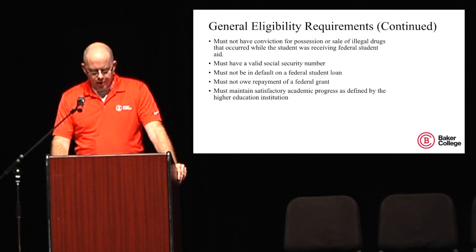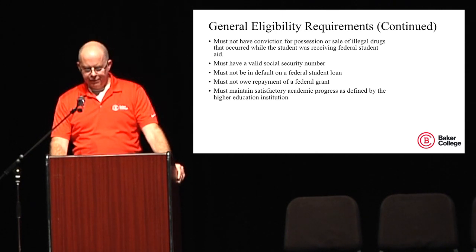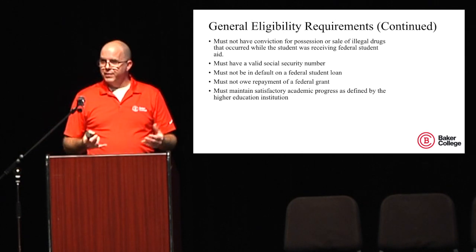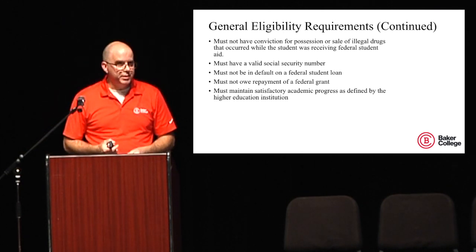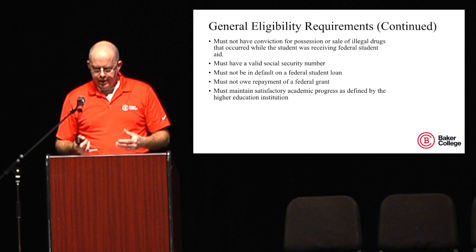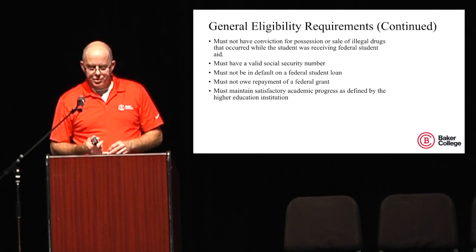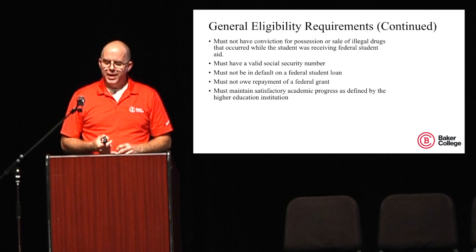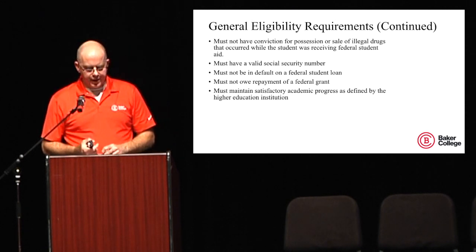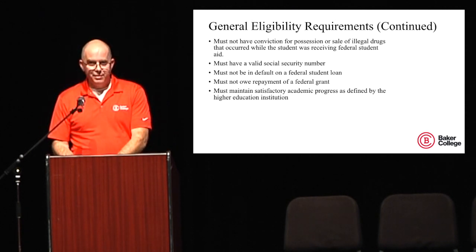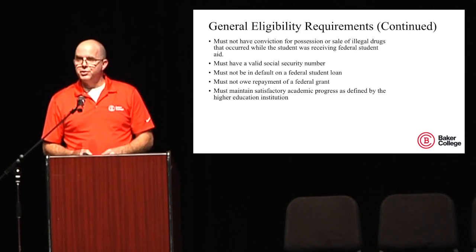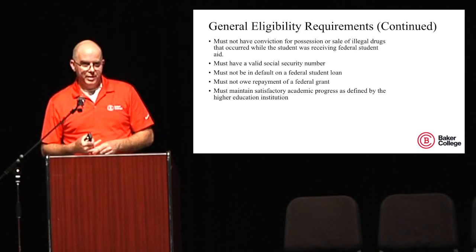Continuing with eligibility requirements, the student must not have a conviction for possession or sale of illegal drugs that occurred while the student was receiving federal student aid. The student has to have a valid Social Security number, cannot be in default of a federal student loan, and cannot owe repayment of a federal grant. Last, the student has to maintain satisfactory academic progress as defined by the higher education institution that he's attending. These are rules that your student has to maintain to keep their financial aid eligibility.